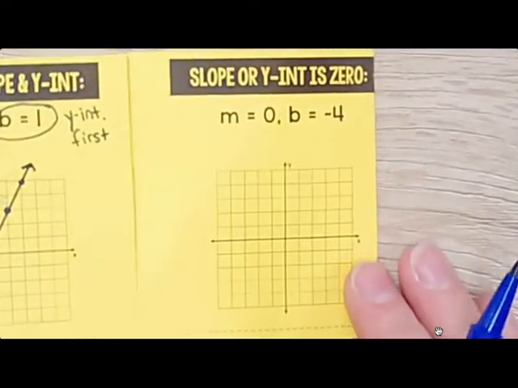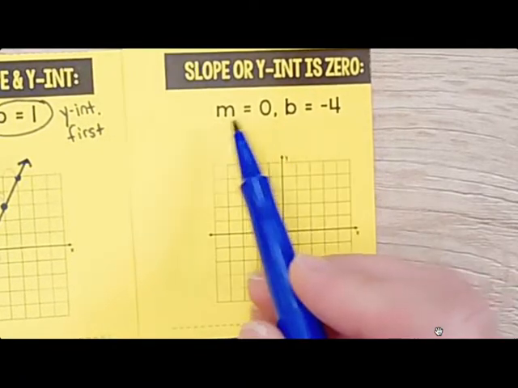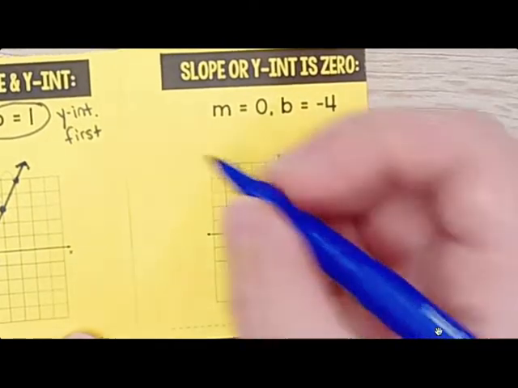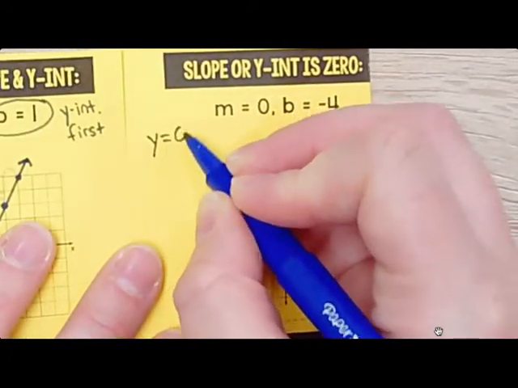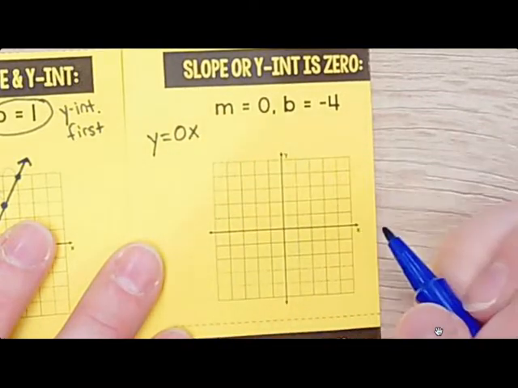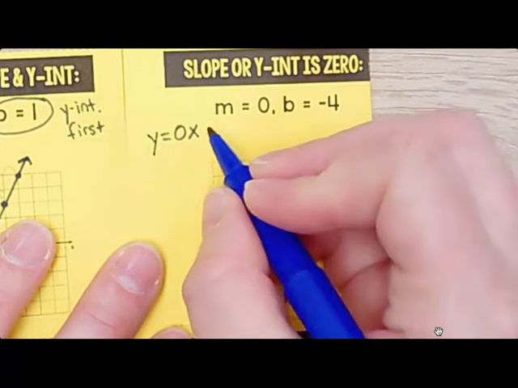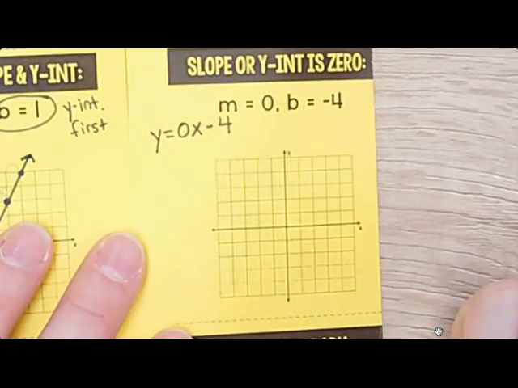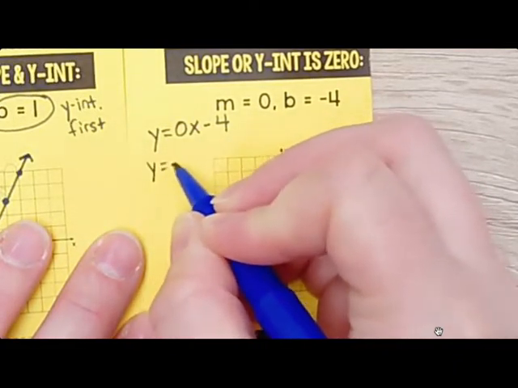Okay, let's go over to this one. The slope or y-intercept is 0. In this case, we have the slope is 0. So that means I'm going to have y equals 0x, then plus the b, which in this case is just minus 4. But I can take off the 0x and just have y equals negative 4.